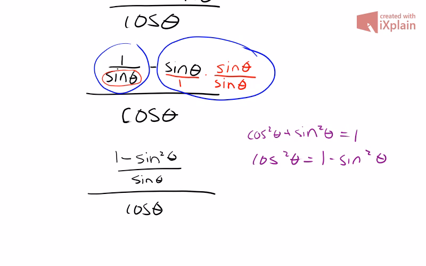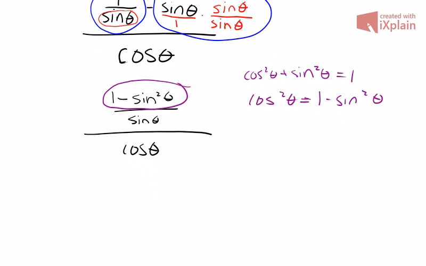If I take my cosine squared theta plus sine squared theta equals 1, and I subtract sine squared theta from both sides, I get cosine squared theta equals 1 minus sine squared theta. Now I'm getting really excited because I can now replace it with cosine squared theta. Oh, this is beautiful. Okay, cosine squared theta at the top over sine theta, all of that over cosine theta.